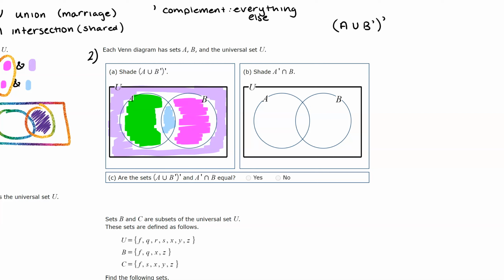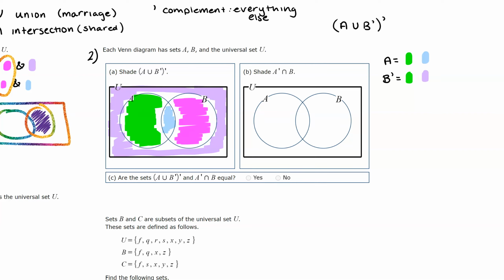Now we need to find what's inside the parentheses first, just like regular order of operations, except the thing in the parentheses has two pieces, A and also B complement. So let's look at both of those pieces. A is green and blue, and B complement is going to be everything which is not in B. So B is pink and blue, so B complement is green and purple. Everything that's not in the B set.